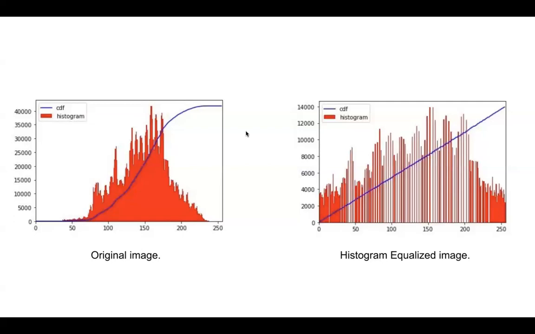So I was discussing histogram equalization and what happens when we do the histogram equalization. It tries to evenly spread out the image histogram, the density histogram, across all the intensity levels, and it tries to produce a uniform distribution over the intensity levels.